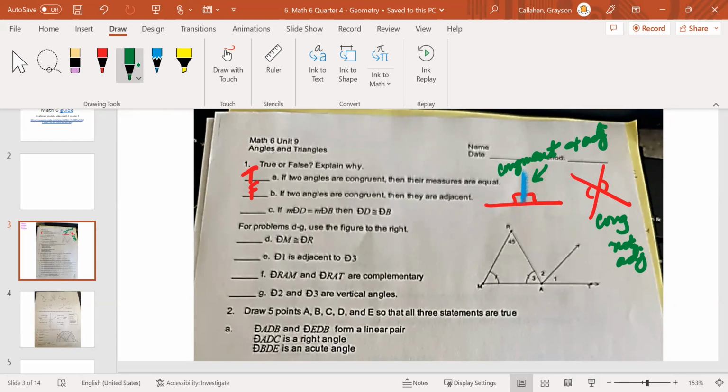What does this mean? What is this? What is that? I don't know. Let's just put true on that one. I don't know what this is.